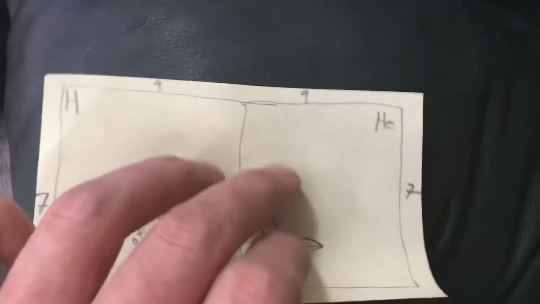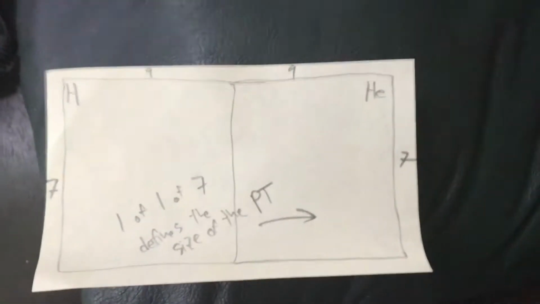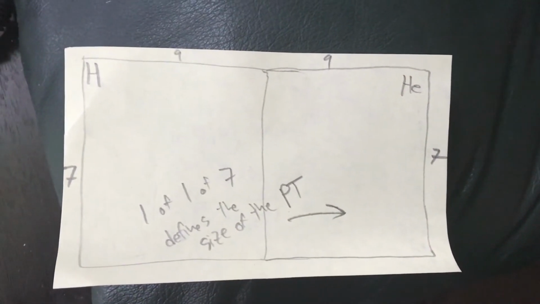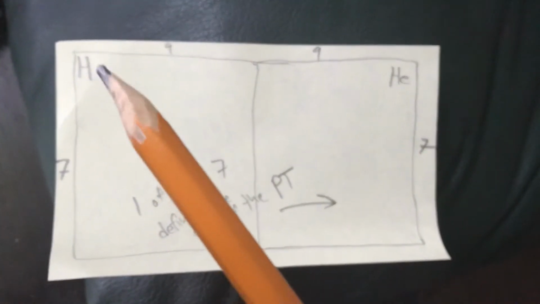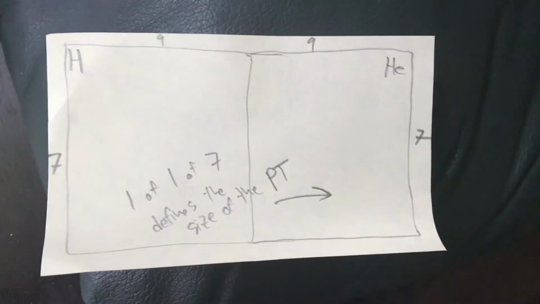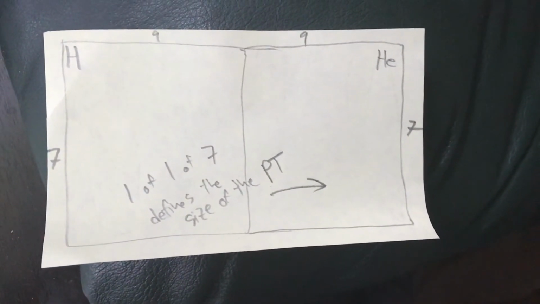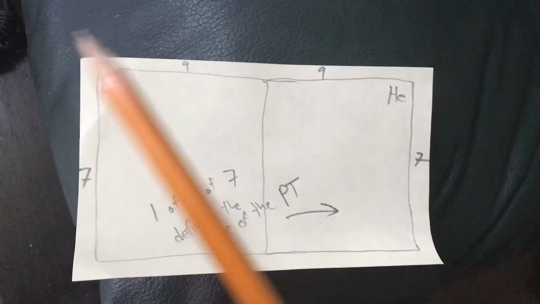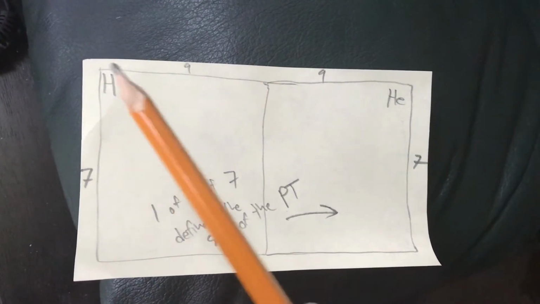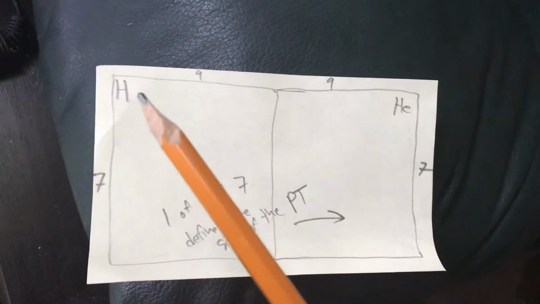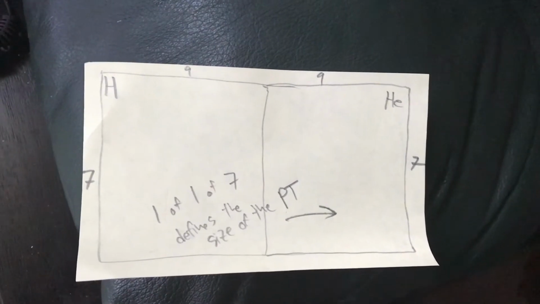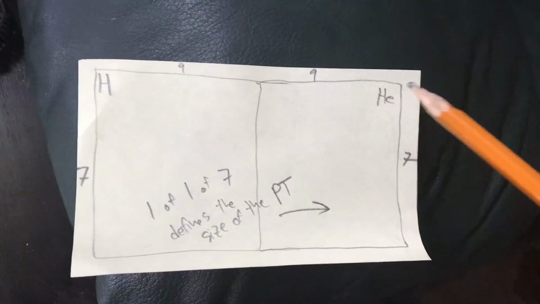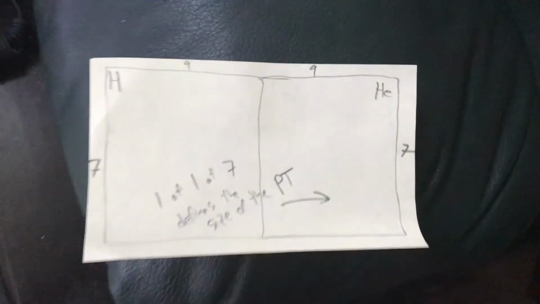So this is the first, okay? What I'm trying to show here is 1 of 1 of 7, because it will define the size of the periodic table. Your 1 over here, when it's in a circle, is no longer an H. And the same thing here. If you bubble something, you have to subtract from what it is.